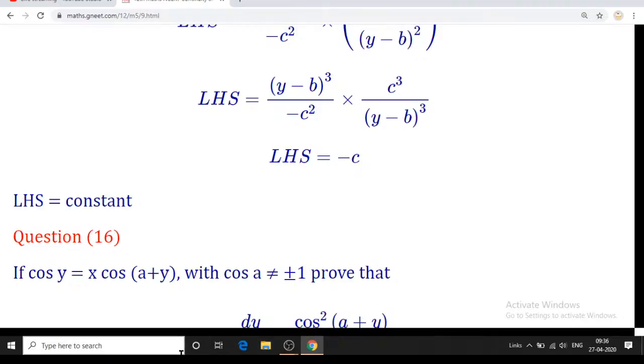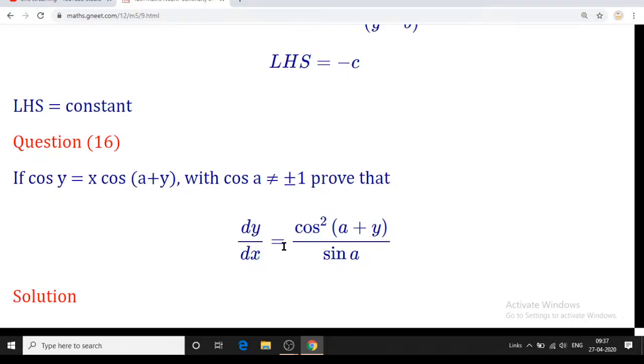Now we will go for question number 60. They have given cos y is equal to x cos of (a plus y), and we have to prove dy by dx is cos square (a plus y) upon sine a.